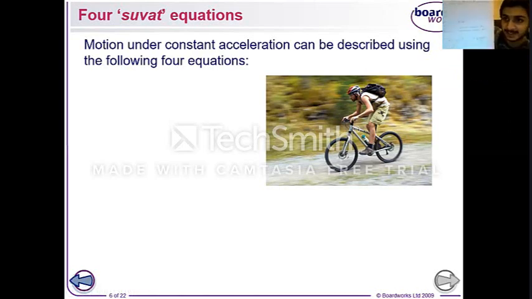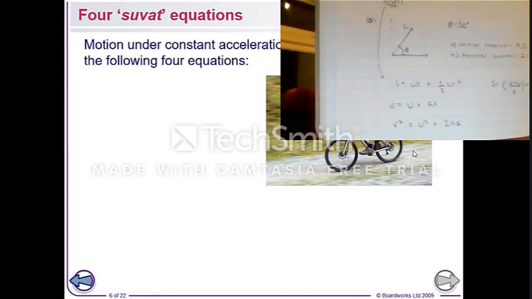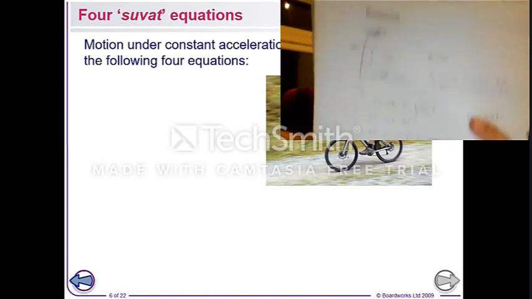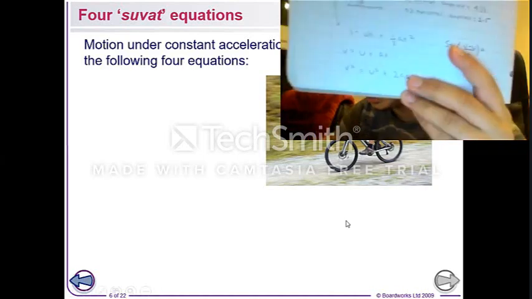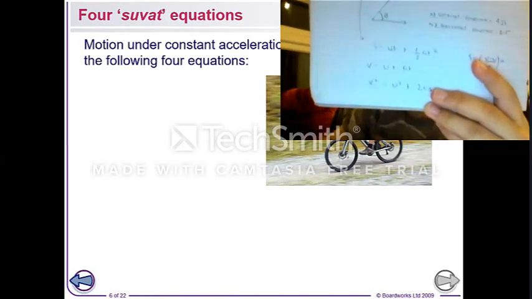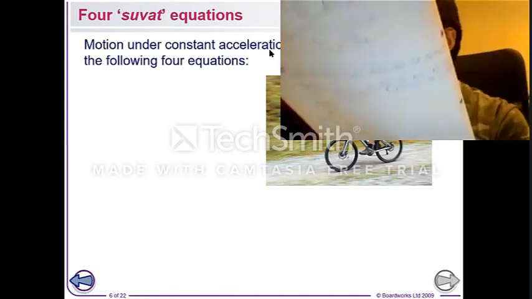I don't know if you can see. I can. Let me just make it a bit bigger. All right. Let's see. S equals ut. Just hold it in one place because it's like following a basketball. S equals ut plus half at squared. V equals u plus at. V squared equals u squared plus 2as. Perfect. Well done.